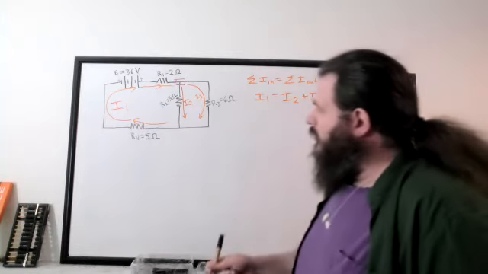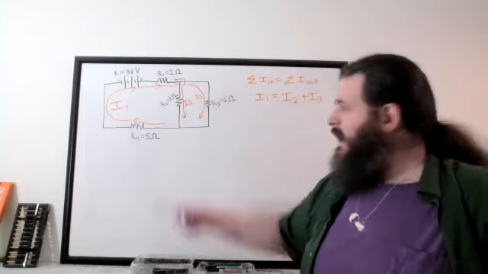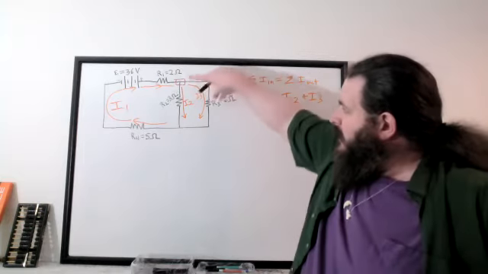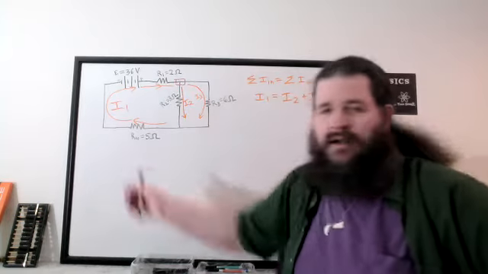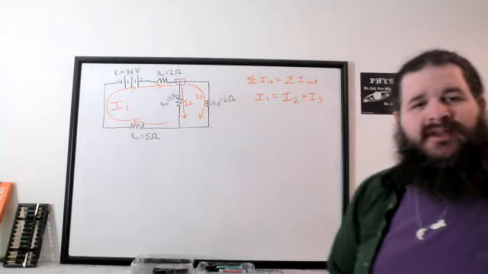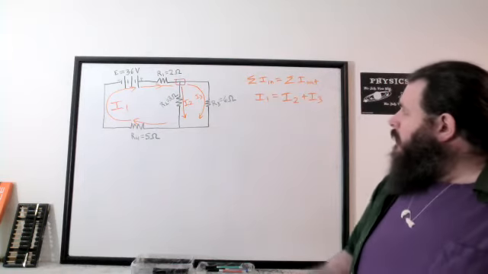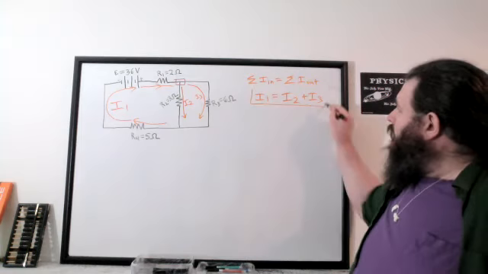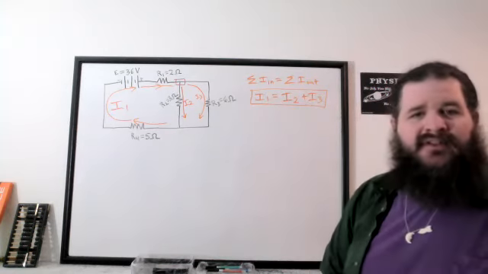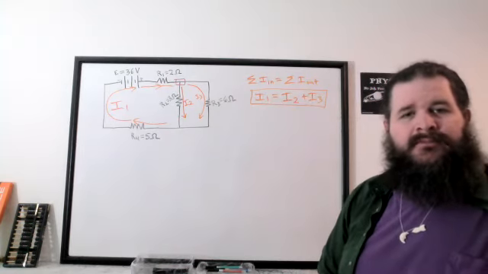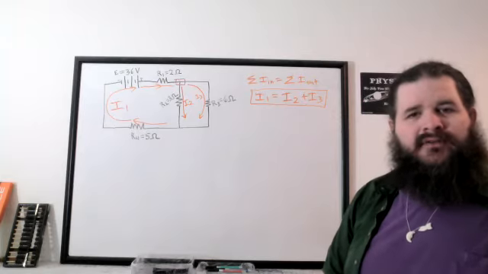You could also try drawing out a junction rule equation at this point, but you're going to get the same thing. I2 plus I3 equals I1. So that doesn't really get you a separate equation. But we at least know how the currents are related. So if we know any 2 of them, we can immediately find the third one. Any questions on that so far?